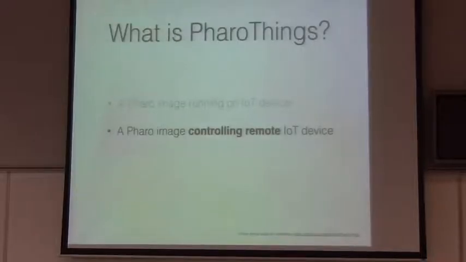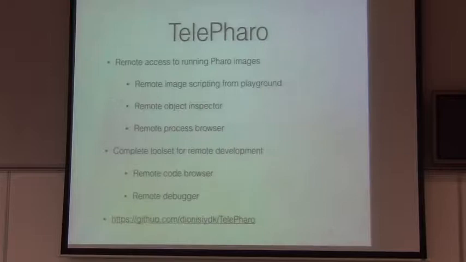But of course, PharoThings is not just a running Pharo, because then why call it differently? PharoThings is also the Pharo which is able to control a remote IoT device. Here we have the TelePharo project, which provides full remote access to a remotely running image. So we can script everything, GPIO libraries and GPIO pins, from the remote playground and from the object inspector. We can browse running processes using the remote process browser. And we have a generally complete tool set for remote development, so we can implement new code and fix problems with code running on the Raspberry Pi.